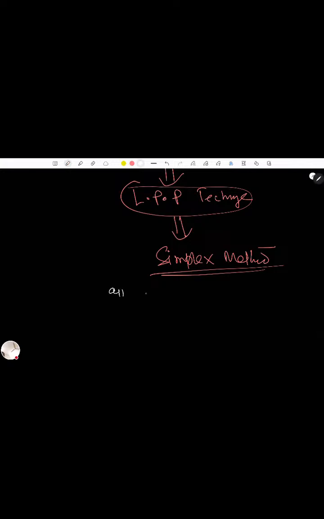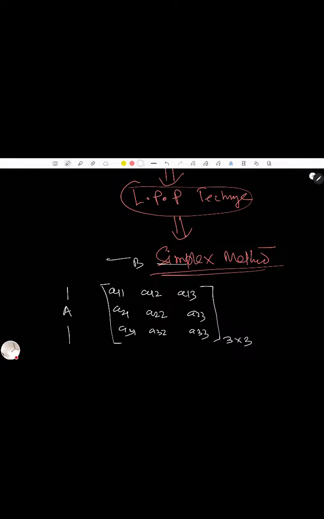Suppose you are having A11, A12, A13, A21, A22, A23, A31, A32, A33. So this is a 3x3 payoff given to you. This is player A and this is player B, and this is my A1, A2, A3. This is my B1, B2, B3. Now from the viewpoint of A, let the mixed strategy for B be Y1, Y2 and Y3, and the mixed strategy for A be X1, X2, X3.